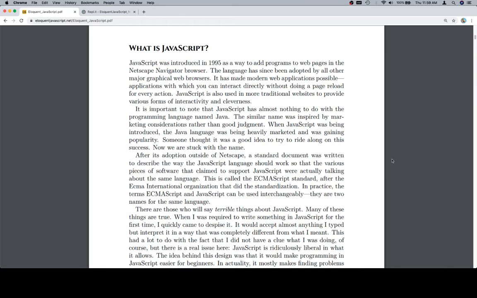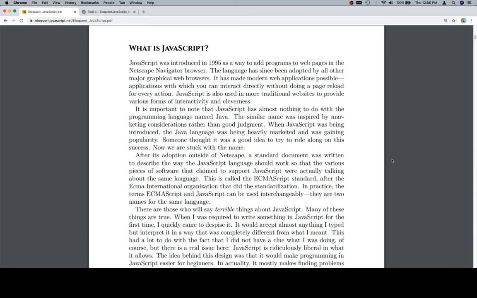It is important to note that JavaScript has almost nothing to do with the programming language called Java. The similar name was inspired by marketing considerations rather than good judgment. When JavaScript was being introduced, the Java language was being heavily marketed and was gaining popularity. Someone thought it was a good idea to try to ride along on this success, and now we are stuck with the name.